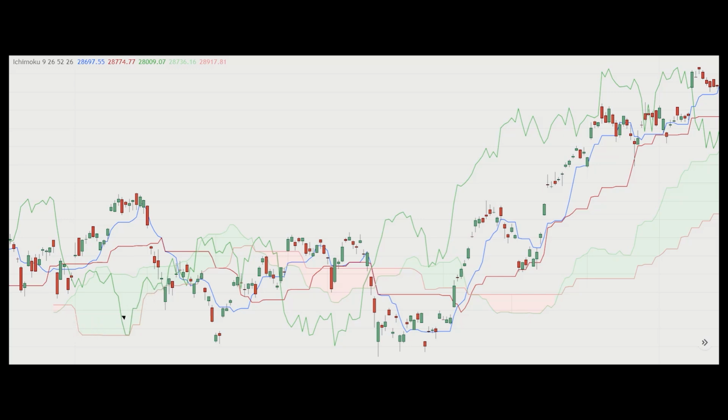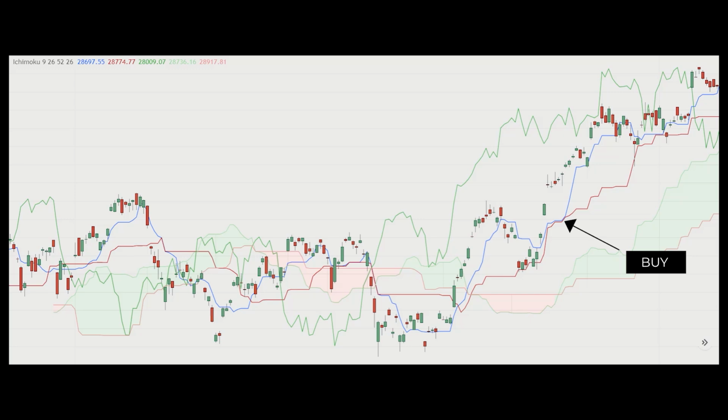Now that you determined the trend, you want to look for a scenario where the conversion line, which is the blue line, crosses the baseline, which is the red line. Now, for those who know this type of strategy, it's basically a moving average crossover, when a short-term moving average crosses a medium-term moving average. So for example, if the cloud is green, you want to see the 9-day moving average, which is the conversion line or the blue line, cross above the 26-day moving average, which is the baseline or the red line. This signals a buy entry.